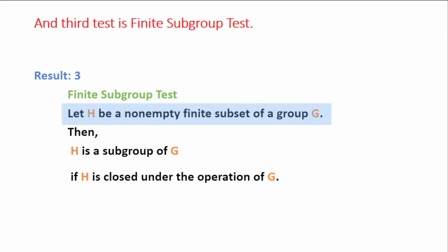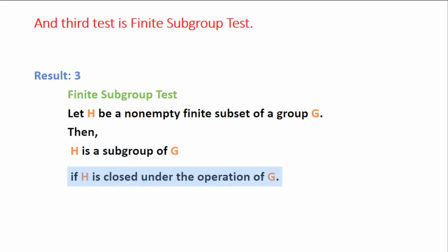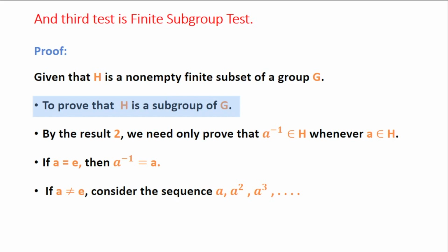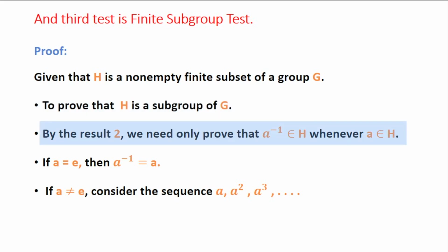Third test is the finite subgroup test. It says that let H be a non-empty finite subset of a group G. Then H is a subgroup of G if H is closed under the operation of G. We can prove it as follows. Given that H is a non-empty finite subset of a group G, to prove that H is a subgroup of G, by the result 2 we need only prove that a to the power minus 1 is an element of H whenever a is an element of H.